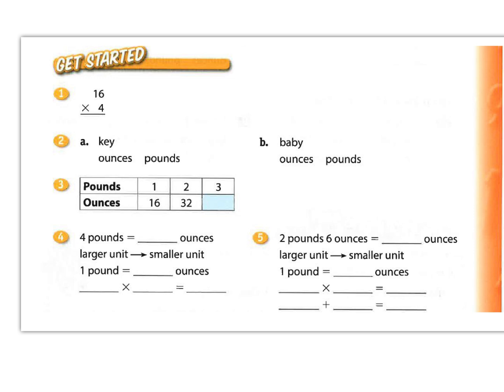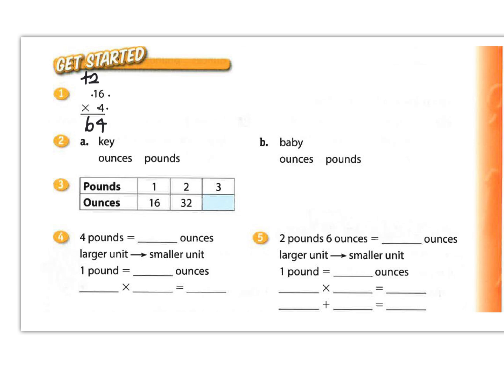All right, so getting started, if we look at this, we can do 16 times 4. Remember, we start in the ones. We do 4 times 6 is 24. We write the 4 here, carry that 2. 4 times 1 is 4, plus 2 is 6.